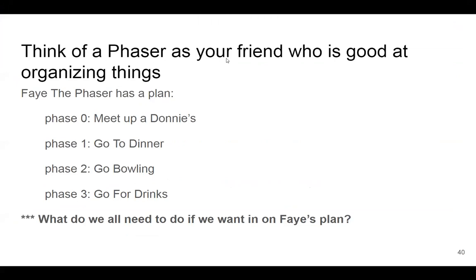Think of the phaser, the bad analogy of the day, as your friend who is really good at organizing things. A lot of us have somebody who's always really good at organizing the weekend's events. I want you to imagine that the phaser has this plan. We're going to meet up at Donnie's, and we're going to go to dinner, then we're going to go bowling, and we're going to go to drinks, right? Or we're going to go karaoke, or whatever all these phases are. There are these different parts of the night, and it's all planned out.